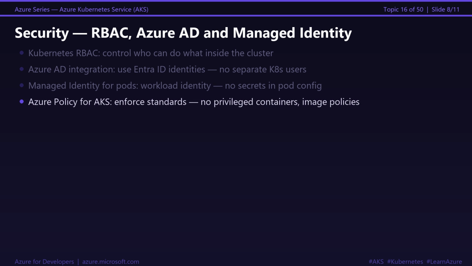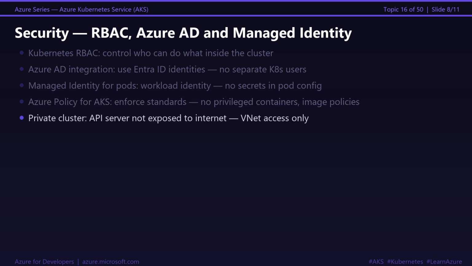Deploying to AKS manually gets old fast. Here's how to automate it properly. A GitHub Actions workflow does three things on every push to main. First, it builds your Docker image and tags it with the git commit SHA. Never use latest as a tag in production.